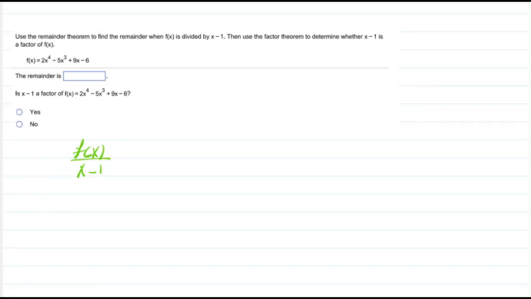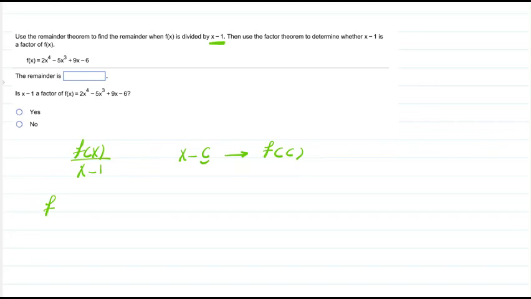So instead of doing the long division and then seeing what the remainder is, the remainder theorem says that when you are looking for the remainder of a function when it is divided by x minus c, look at f of c. F of c is the remainder when f is divided by x minus c. In this case, we have x minus 1. So c here is positive 1.